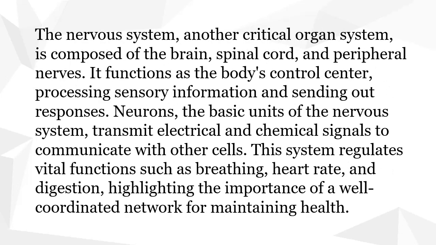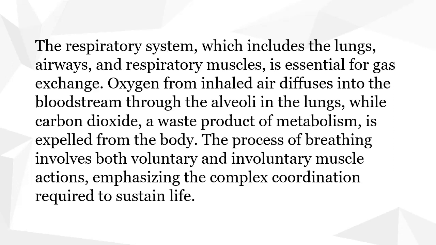The nervous system, another critical organ system, is composed of the brain, spinal cord, and peripheral nerves. It functions as the body's control center, processing sensory information and sending out responses. Neurons, the basic units of the nervous system, transmit electrical and chemical signals to communicate with other cells. This system regulates vital functions such as breathing, heart rate, and digestion, highlighting the importance of a well-coordinated network for maintaining health.